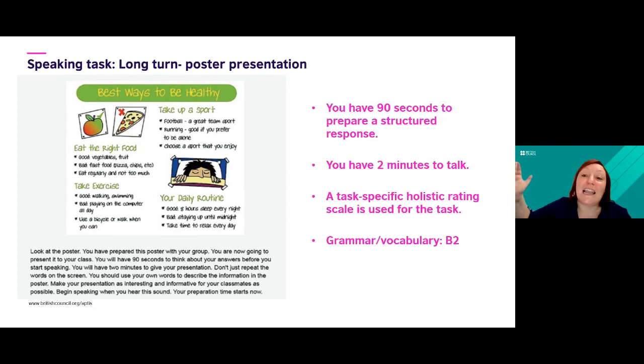So as we go up the ladder in proficiency, we can start to include tasks that can measure a lot more of those skills and competencies.